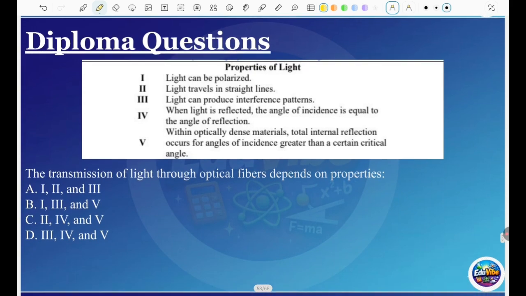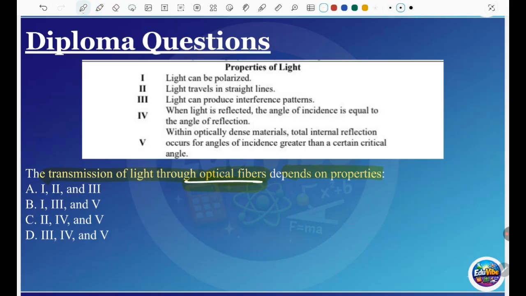Again, a theory-based question. The question says you have some properties of light, and the transmission of light through optical fibers depends on the properties. They mention the word optical fibers, which is a hint for this question. If the transmission of light is passed through optical fibers, which property suits that? Optical fibers is the main hint, and this is from your topic.